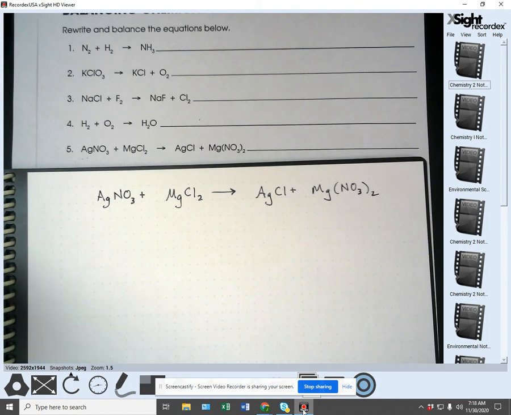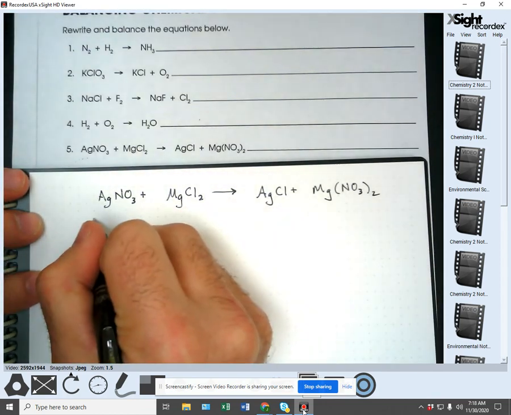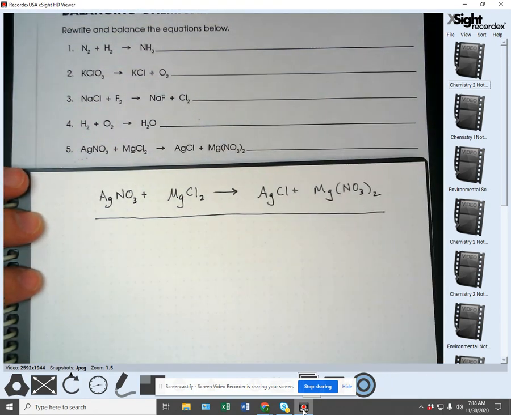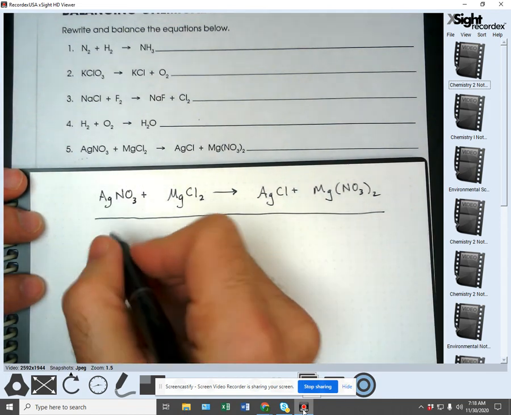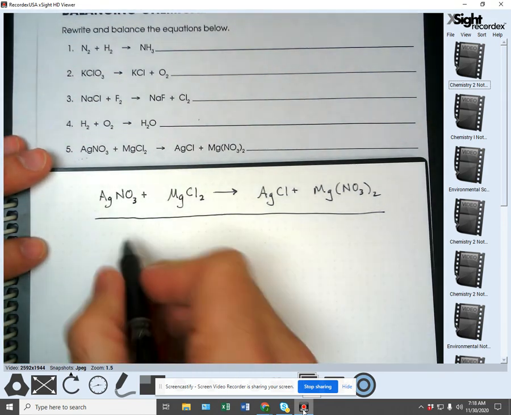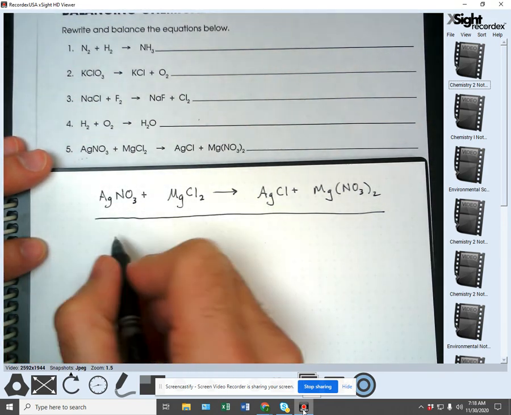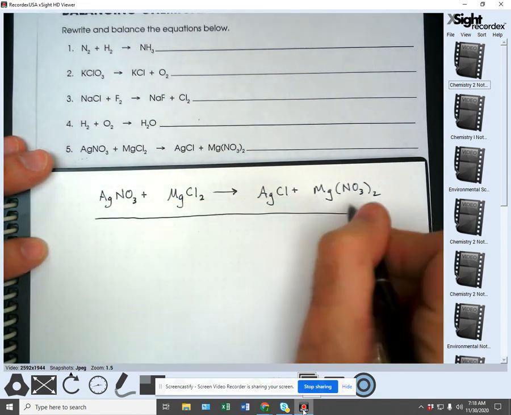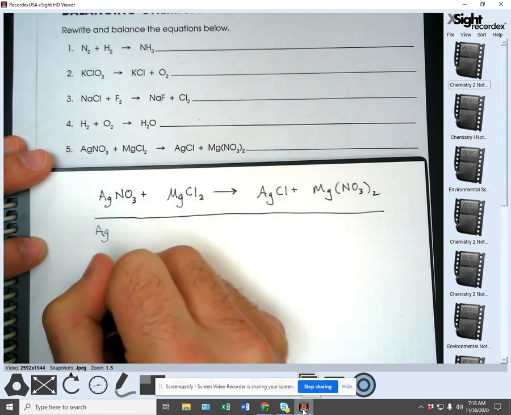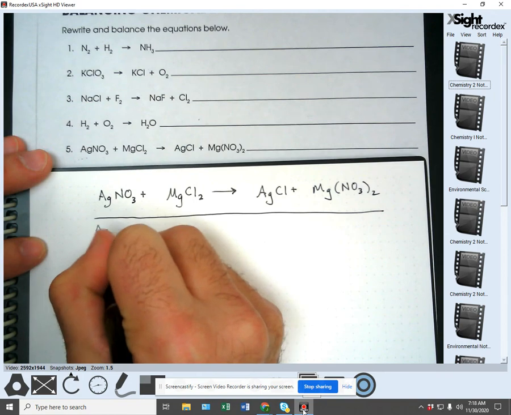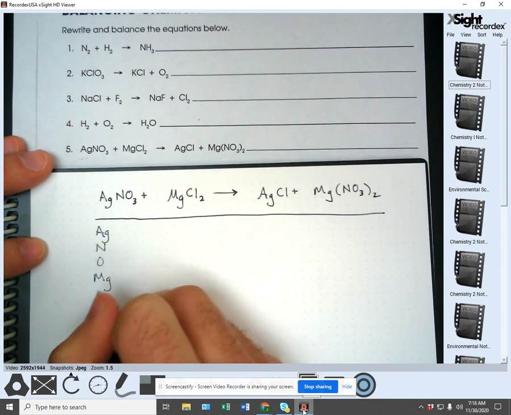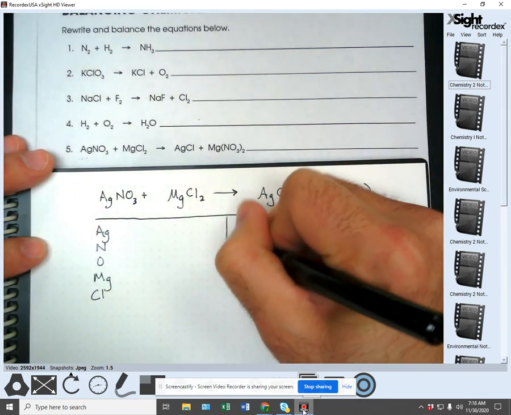All right. So I'm gonna make my T-chart. Okay, now this is a little more complicated. So there's actually 2 ways you can do this one. So the first way, and sort of your baseline, would be to break everything up into elements. So Ag, N for nitrogen, oxygen, magnesium, and chlorine. Okay.